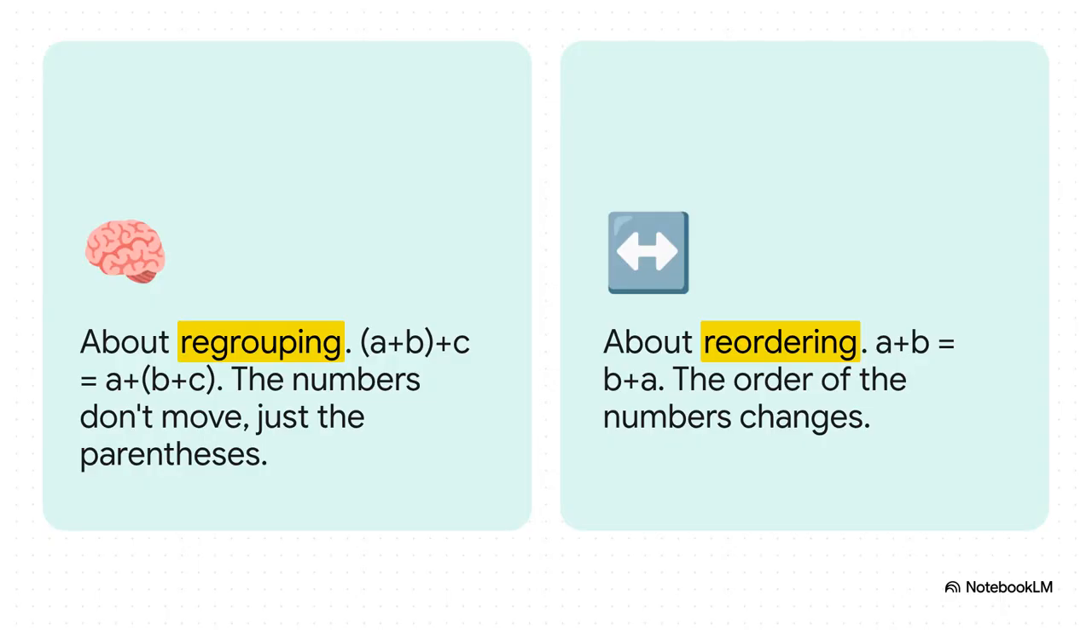Now, this is where a lot of people get tripped up. It's super easy to mix up the associative property with its close cousin, the commutative property. Just remember this. Commutative is about commuting or moving the numbers around, reordering them. Associative is all about changing the association or the grouping. The numbers themselves stay in the same order, we're just moving the parentheses.